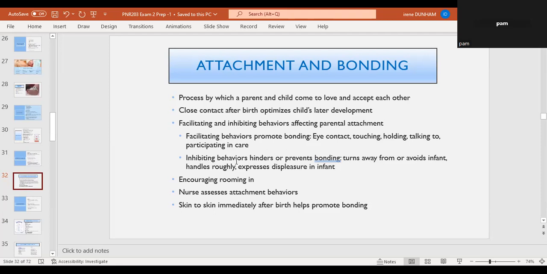And then you have initiating behaviors that hinder or prevent bonding: turns away from the infant or avoids the infant, handles the baby roughly, expresses displeasure in the infant. Now you might say, who does that?